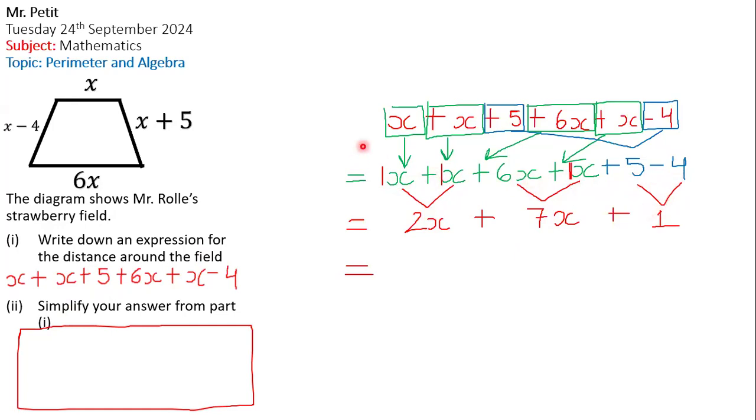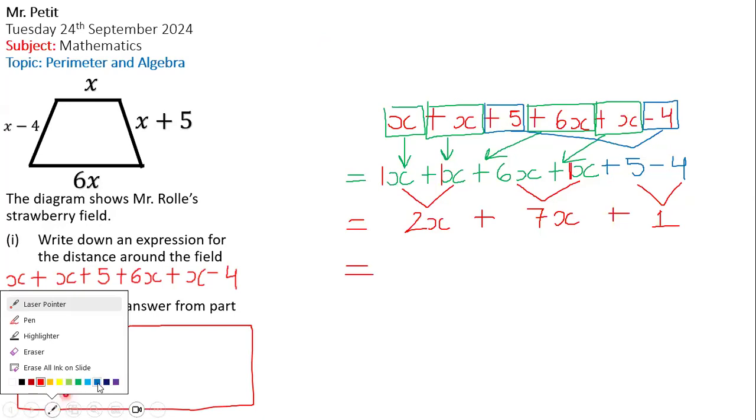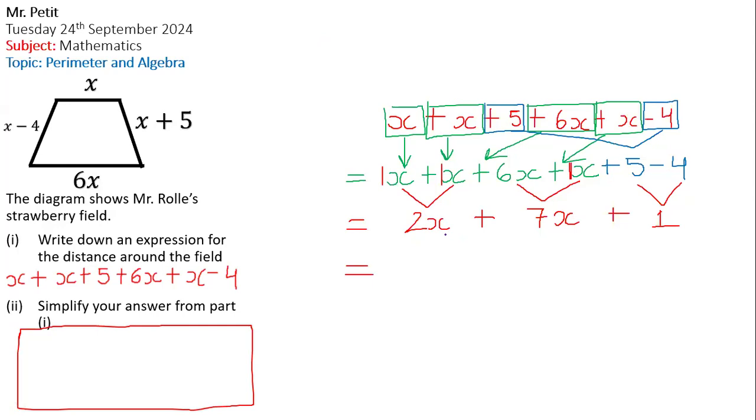Okay. Make sense? Now what we need to do at this point is deal with our x's. So it's going to be what? 2x plus 7x is what? 9x. And we have to bring down the 1. So it's going to be plus 1. Not 1x, plus 1.